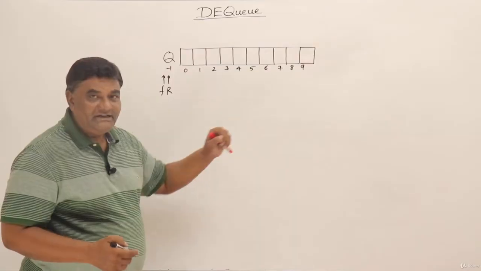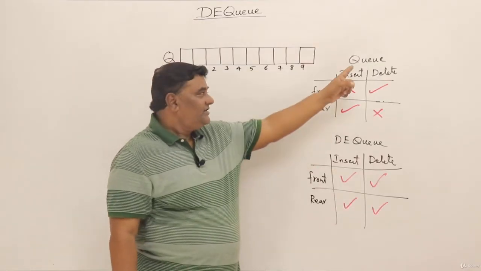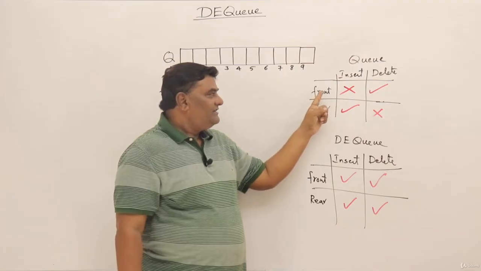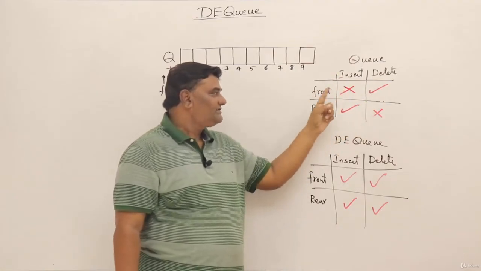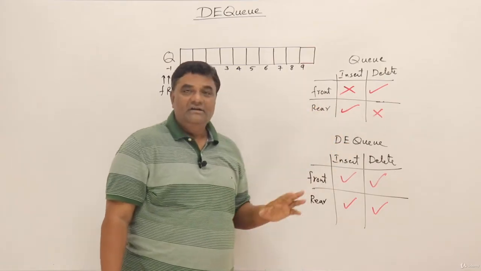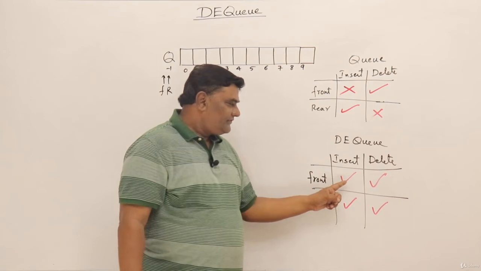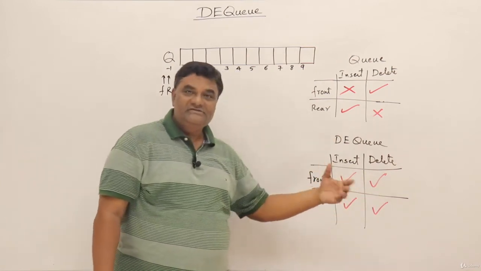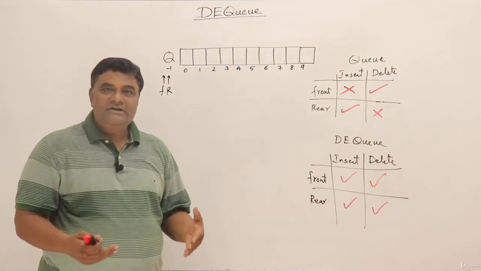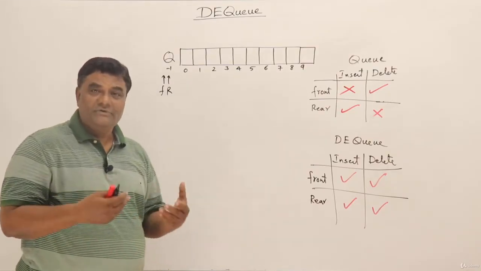So I'll prepare a table and show you here. See, from this table, you can understand in a queue, front is used for deletion, rear is used for insertion. Using front, we cannot insert, using rear, we cannot delete. But when we say DEQ, double-ended queue, front is used for both insertion as well as deletion, and the rear is also used for both insertion as well as deletion. How it is possible, I will demonstrate by inserting and deleting a few elements.